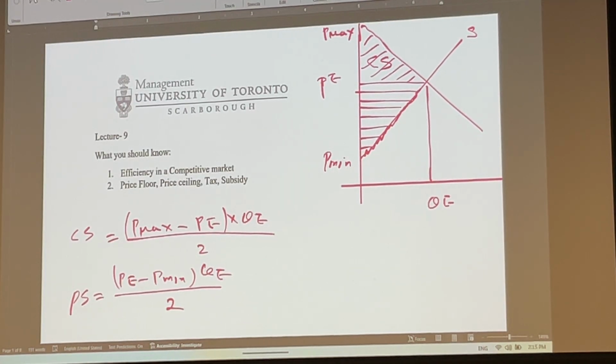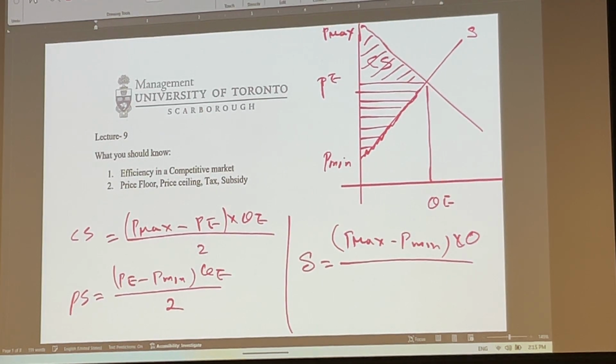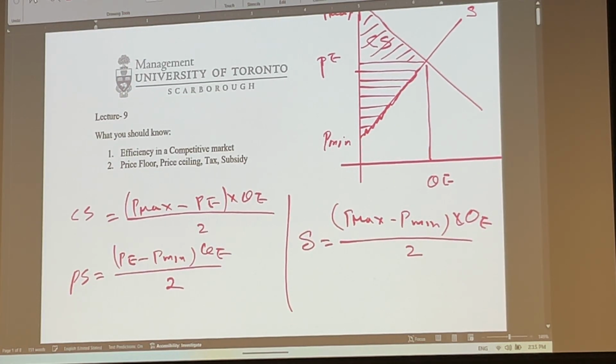Anyway, so technically, overall surplus is P max minus P min, multiplied by the equilibrium divided by 2. In the world of neoclassical economics, that is what we study, they call it the measure of welfare. That's the measure of welfare, well-being.